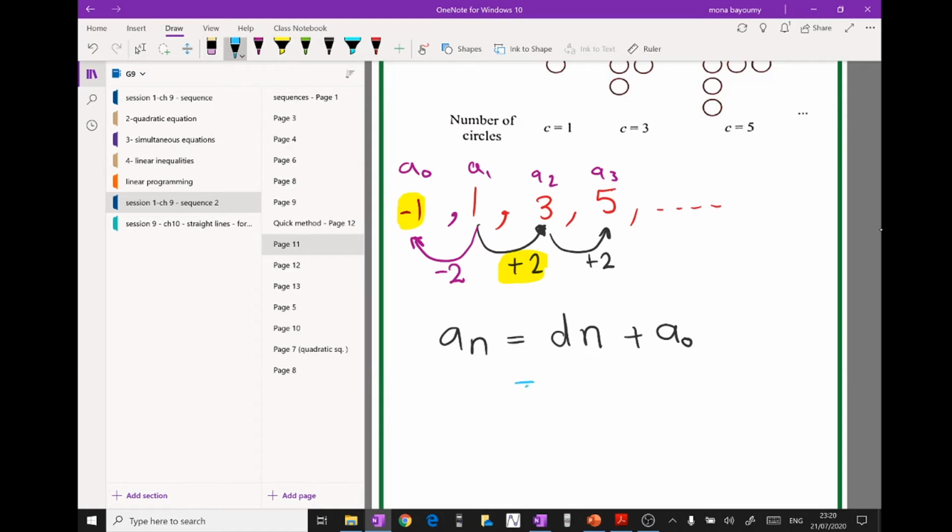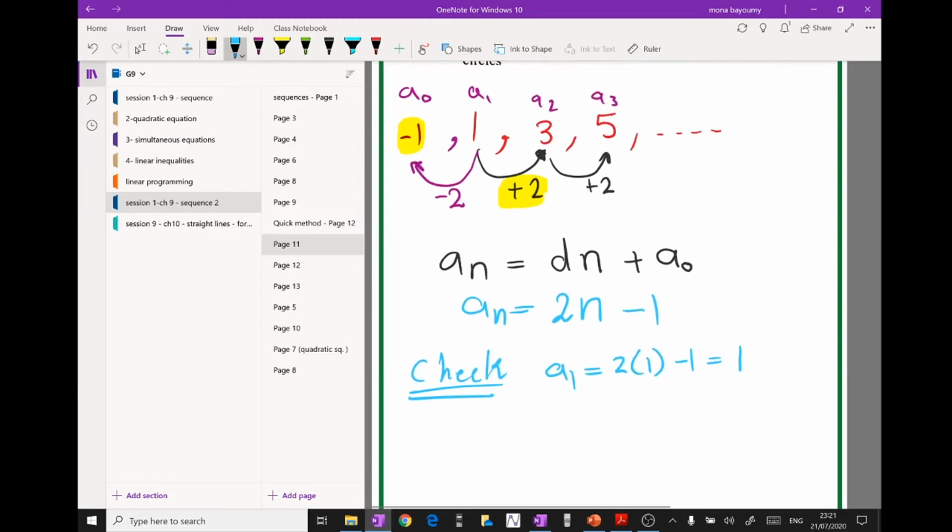Now to write our equation, here D is equal to positive 2, A0 is negative 1. I will write the equation for the nth term: D, which is positive 2, times n plus A0, which is minus 1. Okay, to check our answer, I will substitute n by 1. 2 times 1 minus 1 will be 1. Okay, A2, I will substitute n by 2. 2 times 2 minus 1, 2 times 2 is 4, minus 1 will be 3. A3, 2 times 3 minus 1 will be 5.